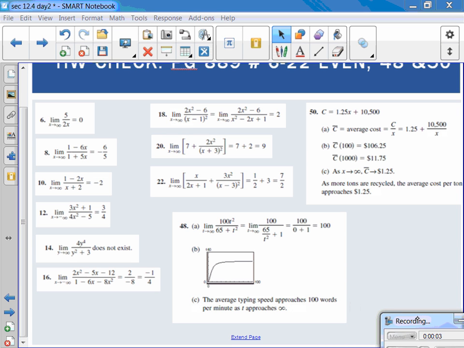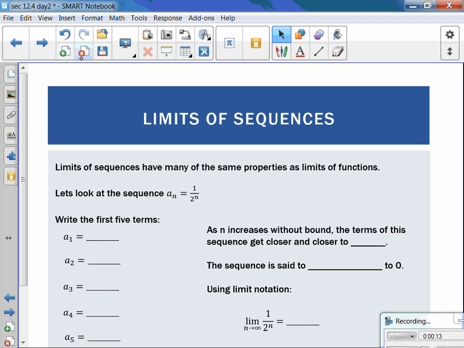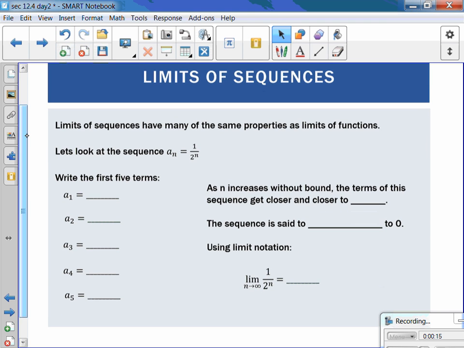Yesterday, limits at infinity. Today we finish up section 12.4, limits of sequences. It's pretty much almost like the same thing, identical. So, my limits of sequences. I take a look at the sequence a sub n equaling 1 over 2 to the n. Let's write down the first 5 terms.